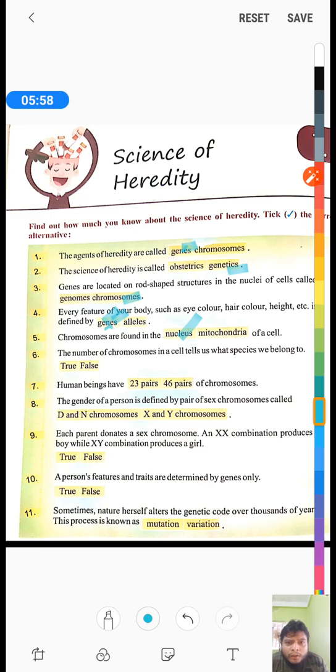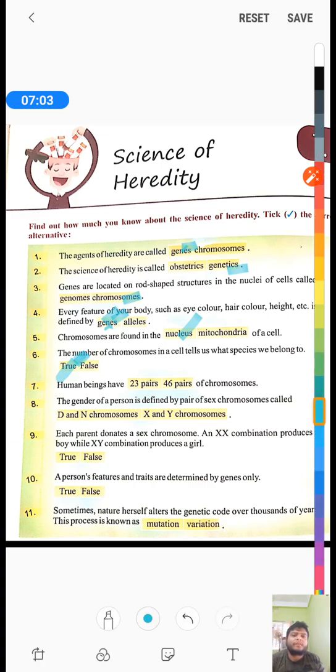Next, the number of chromosomes in a cell tells us what species we belong to. True or false? Because chromosomes are found in the cell, and each species has a different number of chromosomes. That gives us whether we are human or Homo sapiens, and different species are there, whether the canine family or the feline, cats, dogs, elephants. So every creature has a different set of chromosomes, and they will tell what species you belong to. So the answer will be true.